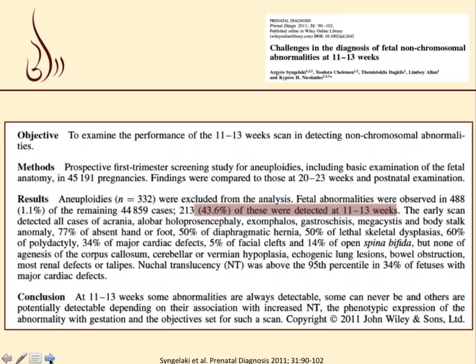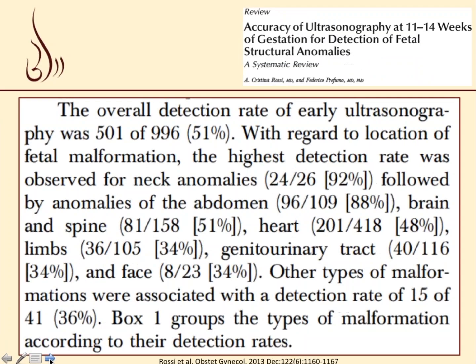Now, this varies by the organs under evaluation. For instance, in their series, all cases of acrania, alobar holoprosencephaly, exomphalus, gastroschisis, megacystis, and body stalk abnormalities were detected. However, they were only able to detect 5% of facial clefts and 14% of open spina bifida. Now, a recent systematic review by Rossi reviewed several studies, including the study by Nicolaides, and they reported that the overall detection rate of an early sonogram is 51%. Of course, this is affected by the area under evaluation.